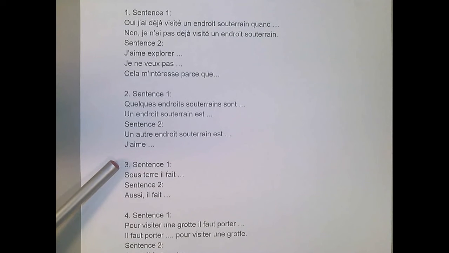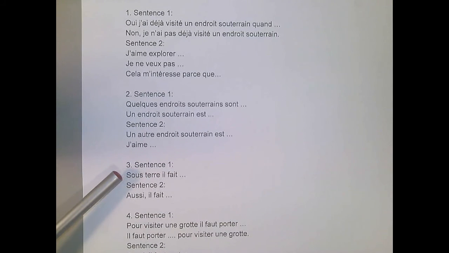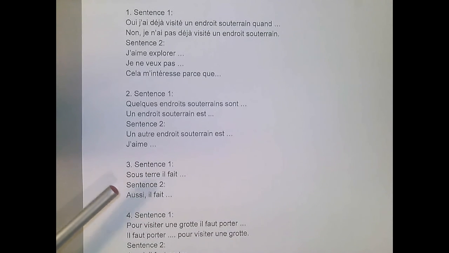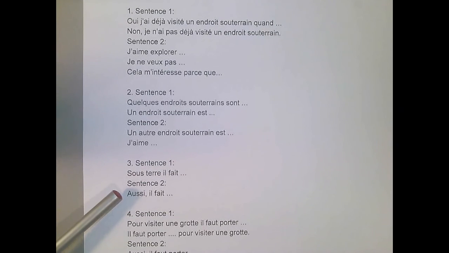Question number 3 again is sous terre, fait-il chaud ou froid? Fait-il noir ou clair? So I've given you some short sentence starters here. Sous terre, il fait, and then you can say whatever you want to say. You have 2 different categories. You must make a choice for each one there. Second sentence might be aussi il fait, also it is, and go on from there.